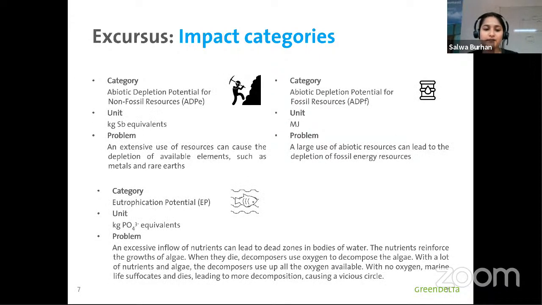Then we have these 3 more categories. One is abiotic depletion potential for non-fossil resources, and the other is abiotic depletion potential for fossil resources. It's an indication of the depletion of these resources, which could be fossil or non-fossil minerals. Last, we have eutrophication potential, which is the accumulation of nutrients in water bodies, which is not good for water. Eutrophication potential gives you an indication of that.